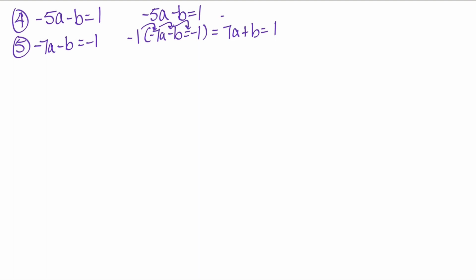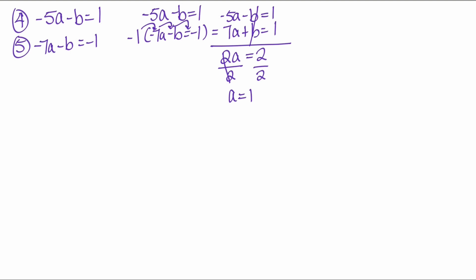And then the top equation is going to stay the same, negative 5a minus b equals 1. Then when I add these two equations together, I have negative 5a plus 7a, which is 2a, minus b and plus b cancel, and then I have 1 plus 1, which is 2. So I have 2a equals 2, I can divide both sides by 2, which gives me a equals 1.